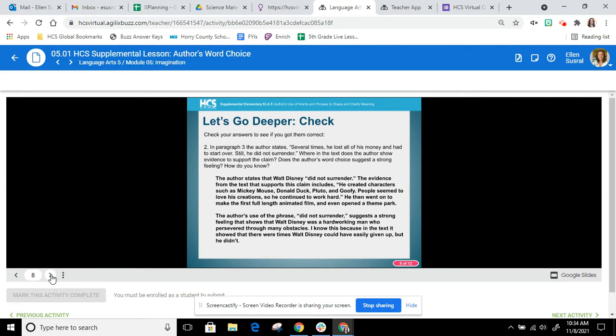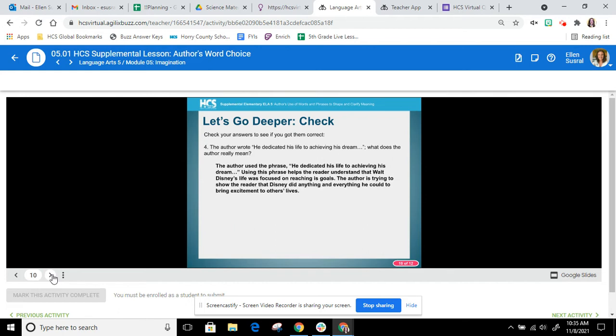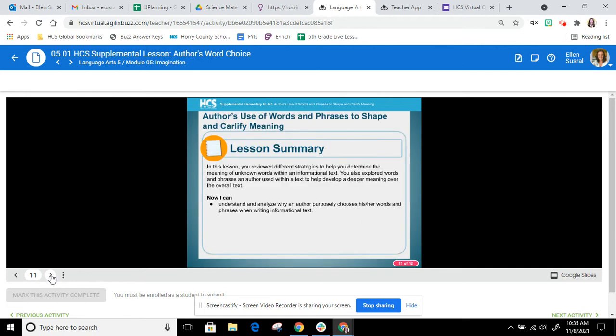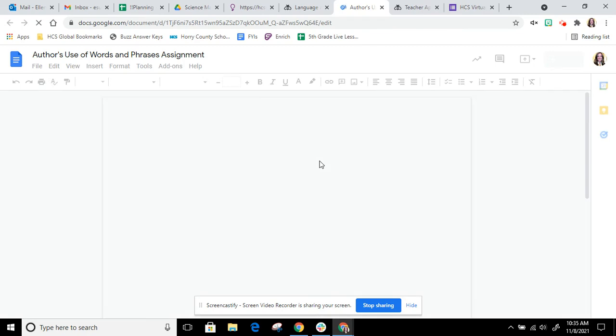And this is the work that's in your notebook. This is not the assignment. This is just practice. Question 3 and the answer to the practice question, and question 4 and the answer to the practice question. Then you'll come to your lesson summary, and on the last page you'll come to your assignment, author's use of words and phrases. Click on that and it'll pull up your assignment.